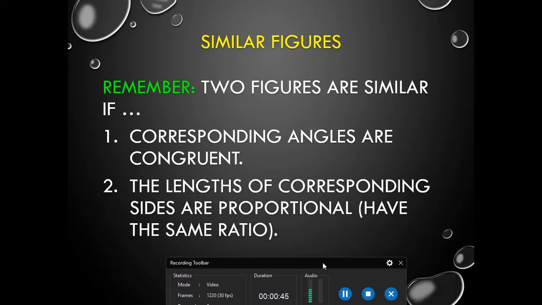The second aspect is that the lengths of corresponding sides are proportional. That means we should be able to look at two corresponding sides, establish the ratio, whether it's small to big or big to small, and that ratio should be present on all sets of corresponding sides.